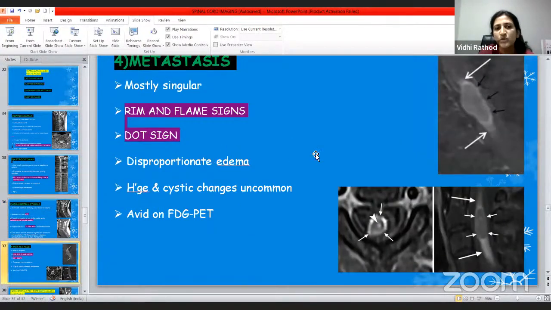Fourth is METs. METs are mostly singular and they have characteristically two important signs, the rim and the flame sign. Rim sign is when there is an intense rim of post-contrast enhancement, which is peripheral. Flame sign is when we see flame-shaped T2 hyperintensity superior and inferior to the lesion. There is a dot sign which is not that significant, but which is basically a central punctate dot of intense post-contrast enhancement. So rim sign, flame sign, and dot sign are very important signs to say that it is METs. METs also cause disproportionate edema. Hemorrhage and cystic changes are not common, and they show avid uptake on FDG PET.